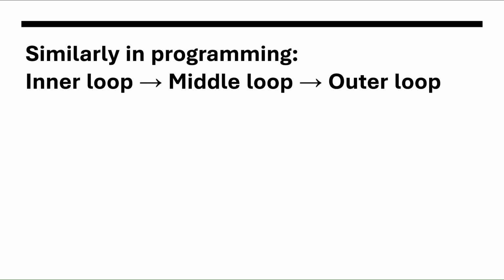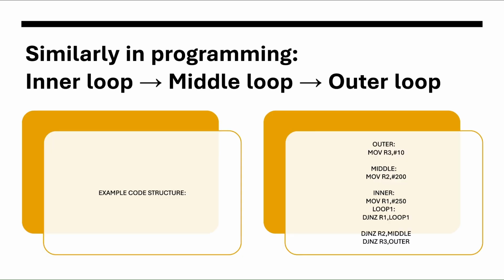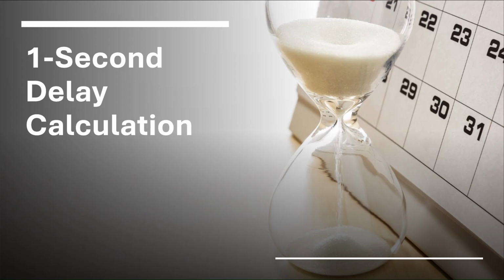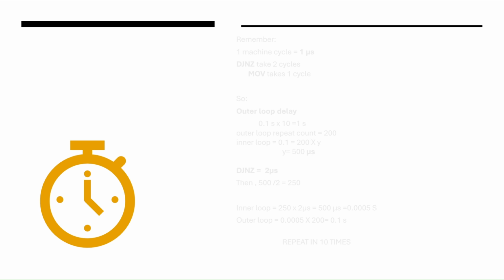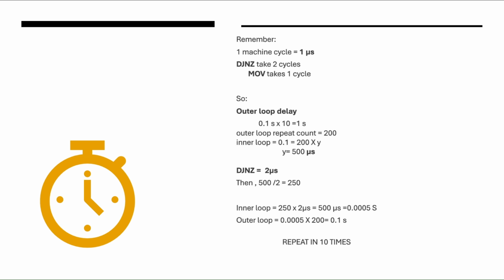Example code structure. Do you see the pattern? The inner loop runs first. Then the middle loop repeats the inner loop. Then the outer loop repeats everything again. This creates a large delay. First, remember these important values. Remember, 1 machine cycle equals 1 microsecond. Assumption, 12 megahertz crystal. DJNZ instruction equals 2 machine cycles. MOV instruction equals 1 machine cycle. For delay calculation, we mainly consider the loop instruction DJNZ because it repeats many times.